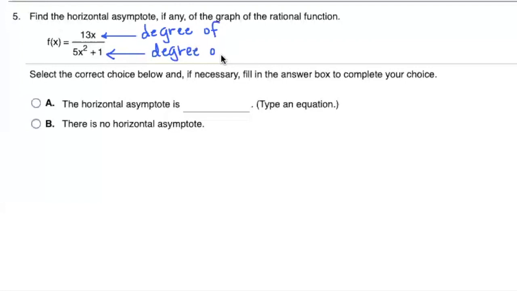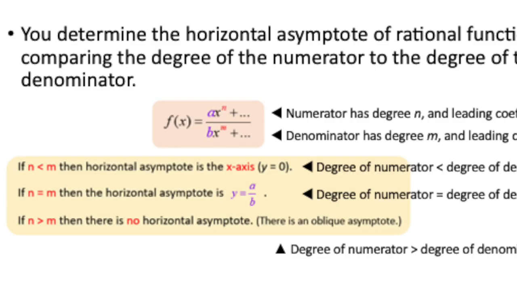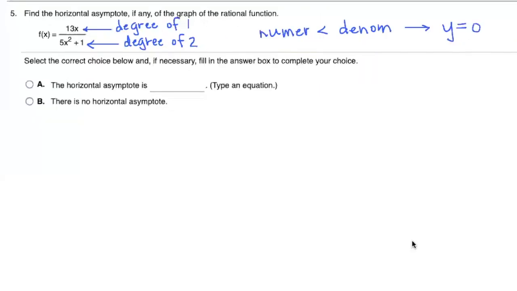So the degree of my numerator, I go to the variable x, and there's only one x, so it's automatically the highest. And if there is no exponent, it's always a 1. So the numerator has a degree of 1. The denominator, the highest exponent on an x, is a 2. So that gives me a degree of 2. So in this case, the degree of my numerator is less than the degree of the denominator. The horizontal asymptote is always the x-axis, which has an equation of y equals 0.